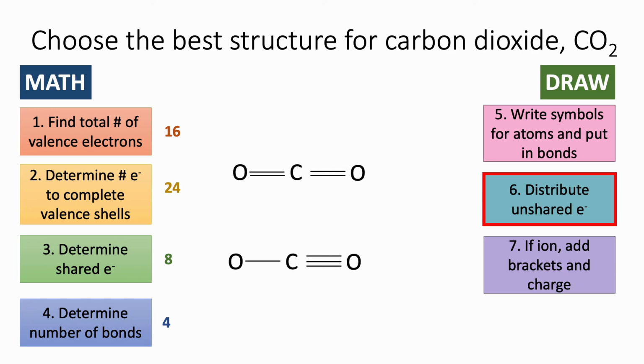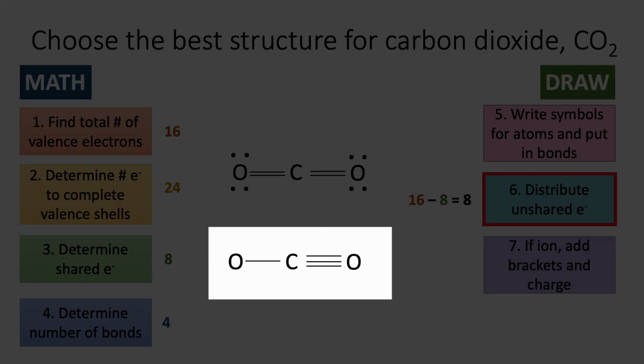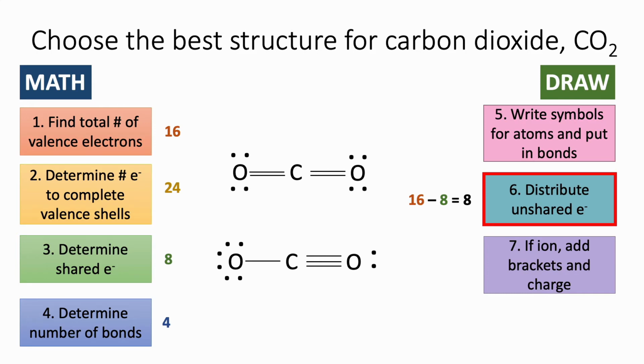Now, we started with 16 electrons and we've used 8 of them, so we have 8 left. In the top structure, each of the oxygens has 4 shared electrons, which means they each need 4 more unshared electrons, and that takes care of our 8. In the bottom structure, the oxygen on the left has 2 shared electrons, so it needs 6. And the oxygen on the right has 6 shared electrons, so it needs 2. So both of these have octets on all of the atoms. They use the correct number of electrons, but these are not structurally similar.